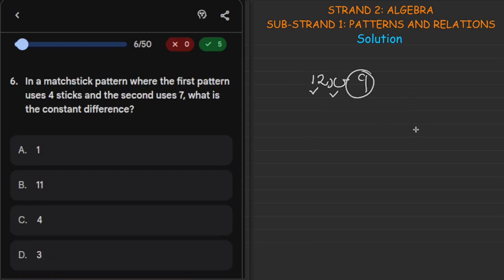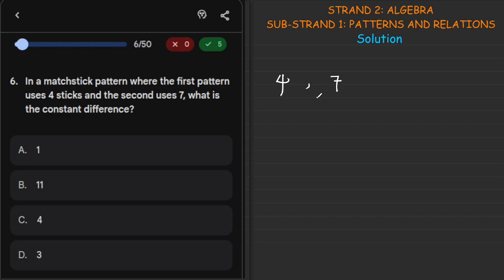Question number 6. In a matchstick pattern, where the first pattern uses 4 sticks and the second pattern uses 7 sticks, what is the constant difference? It says the first pattern uses 4, and the next pattern is going to use 7.